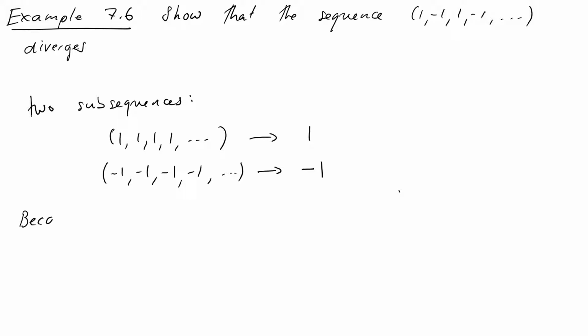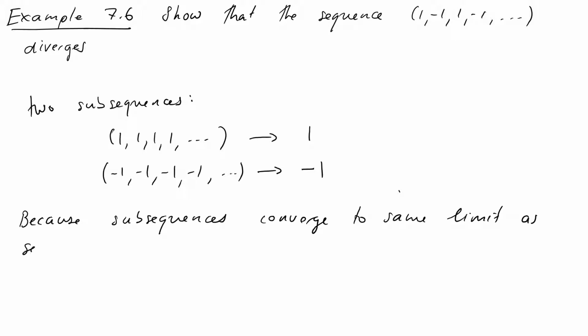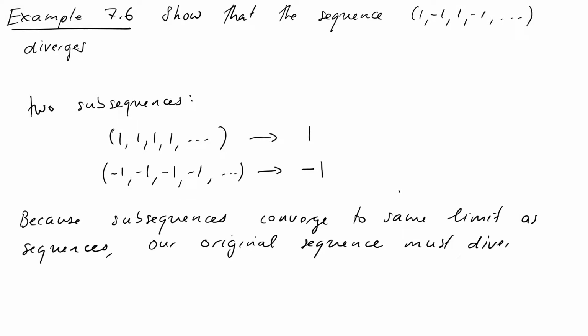Because subsequences converge to the same limit as sequences, our original sequence must diverge. Because if it converged, then any subsequence we chose would have converged to the same limit.